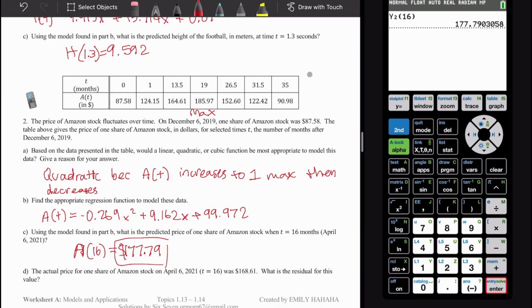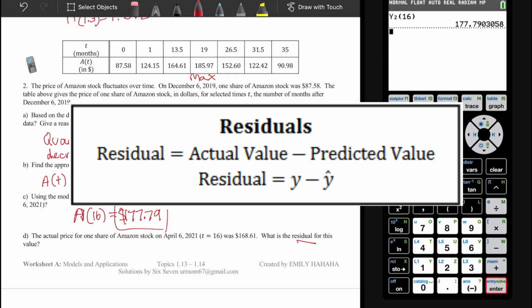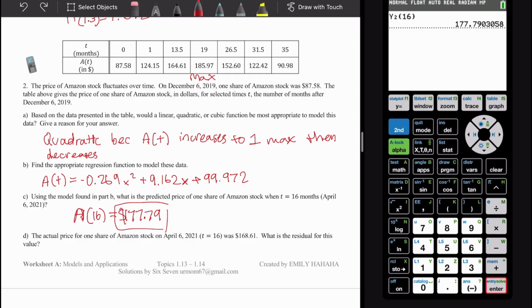That would be our answer. Now D, the actual price for one share of the Amazon stock on April 6, 2021, which was T equal to 16 months, was actually $168.61. So what is the residual? Residual right here. That was in the notes. I just put up a screenshot of what that meant. What is the residual for this value?